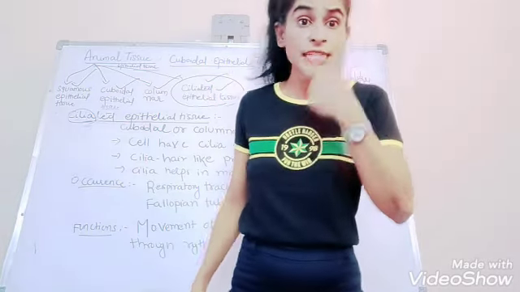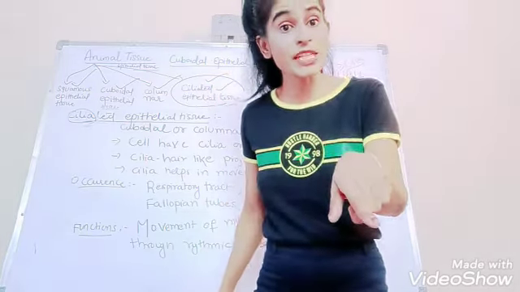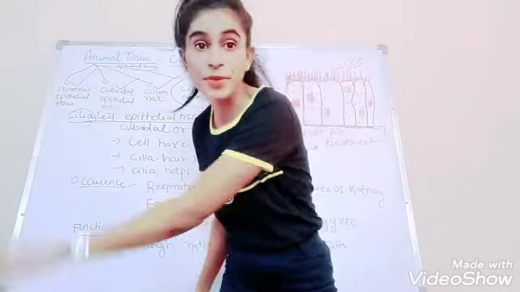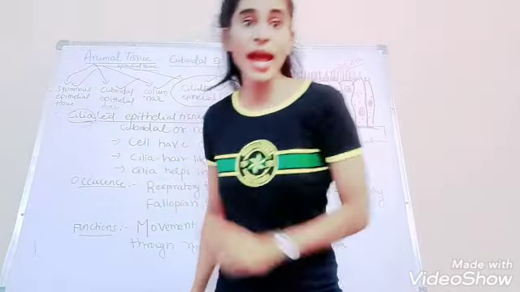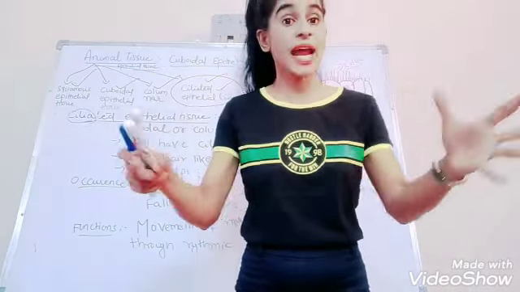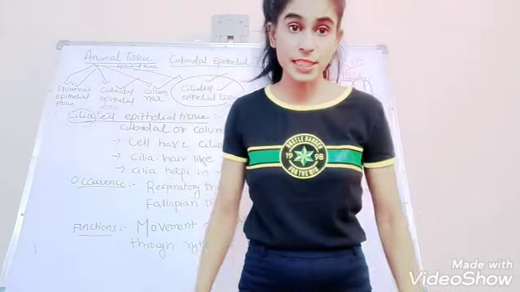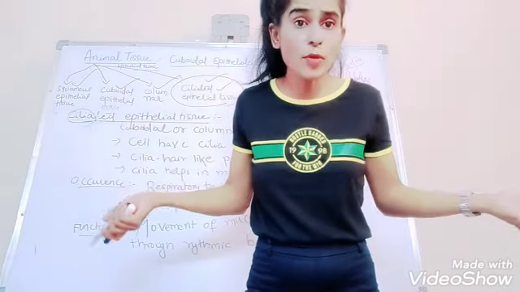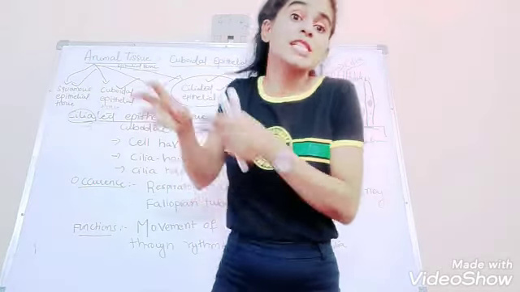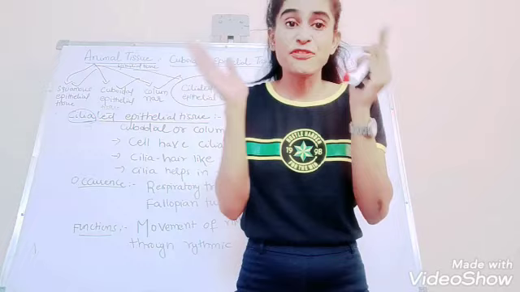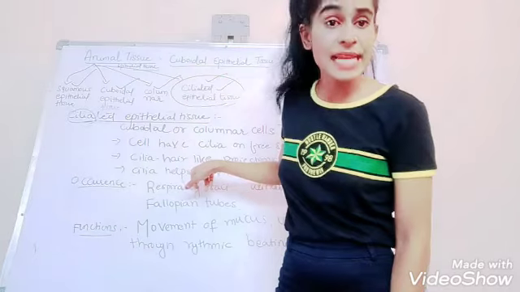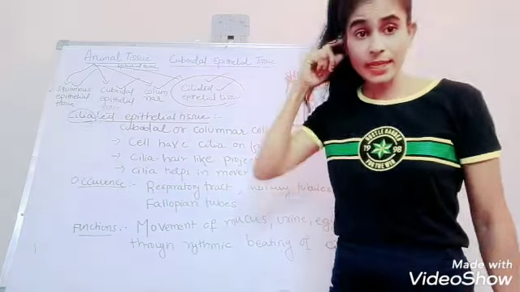So mucus needs to move, and for that movement, who is responsible? Our ciliated epithelial tissue. For the movement of the mucus in the respiratory tract, ciliated epithelial tissue is necessary, and hence the respiratory tract is made up of ciliated epithelial tissue. Because we know cilia help in movement. Cilia help in the rhythmic movement of substances. It takes particles from one place to another by flapping the cilia. So this respiratory tract is made up of ciliated epithelial tissue. Clear about the respiratory tract?